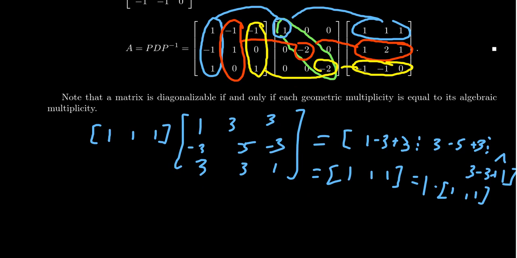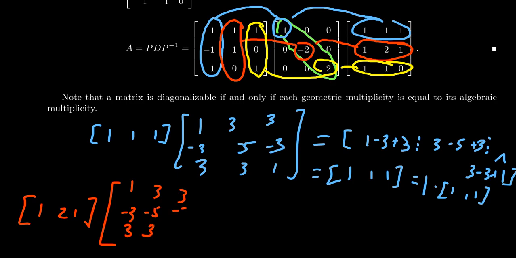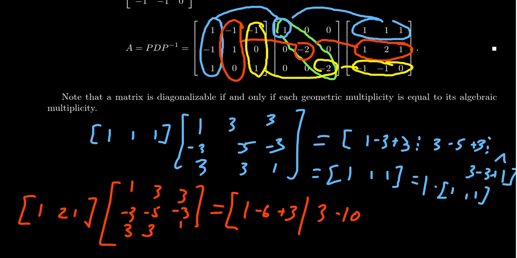Let me just do one more example with this. If you take the vector 1, 2, 1, and multiply it by this matrix A, when you multiply these things together, again by the usual rules, you end up with 1 minus 6 plus 3 in the first spot. Then you're going to get 3 minus 10 plus 3, the second spot. And for the last one, you end up with 3 minus 6 plus 1.